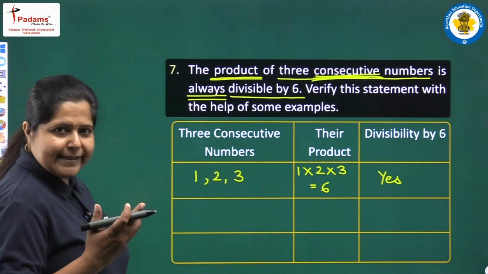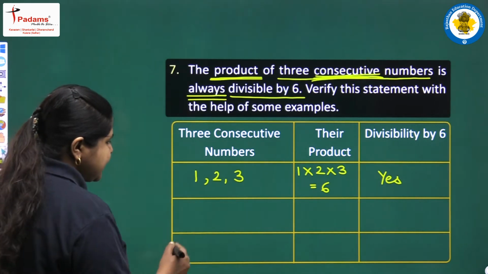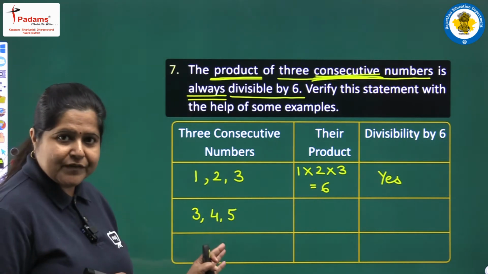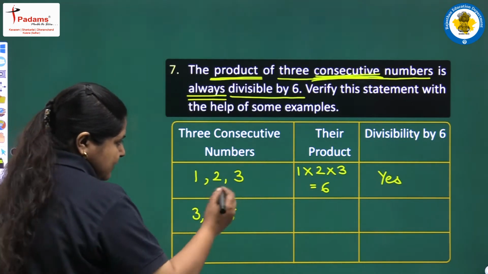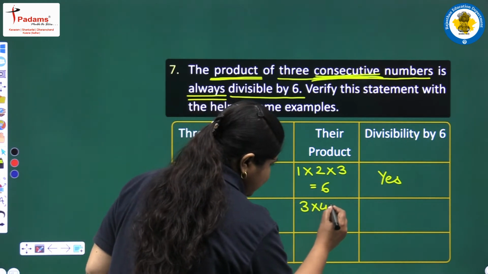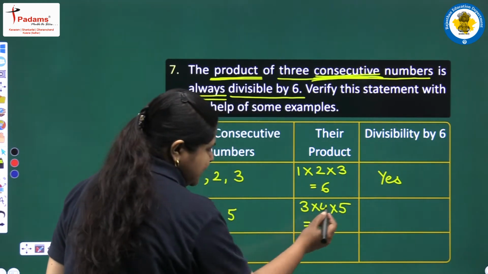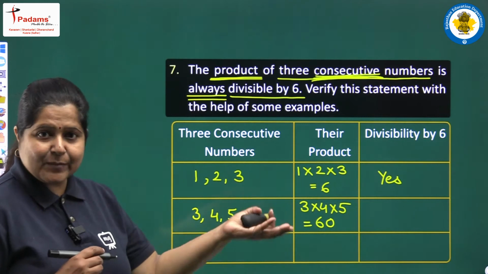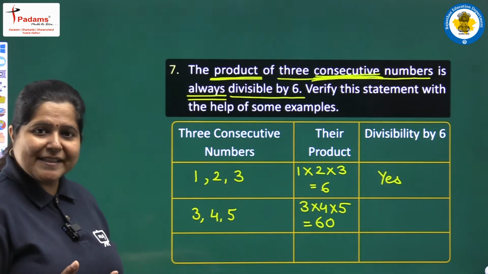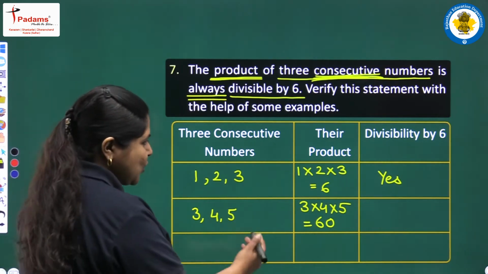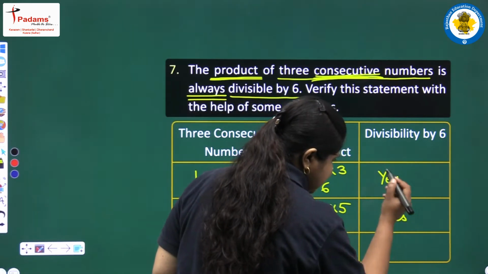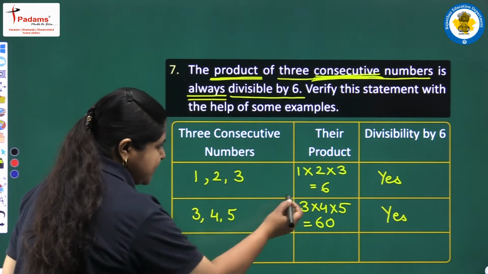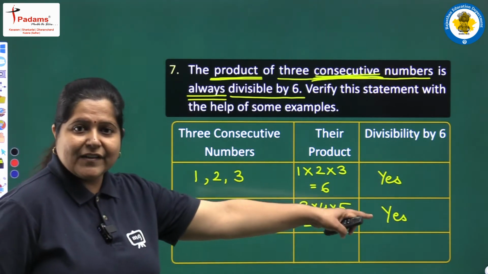Then we take some more examples because this is very simple. Let us take numbers like 3, 4 and 5. Again they are consecutive numbers, continuous in order. Their product will be 3 into 4 into 5. What is it? 5 and 4, 20 into 3, it's 60. Now is this 60 divisible by 6? Yes, 60 comes in the table of 6, 6 tens are 60 and so it is divisible by 6. So what we are seeing is whenever we multiply 3 consecutive numbers, the product is always divisible by 6.